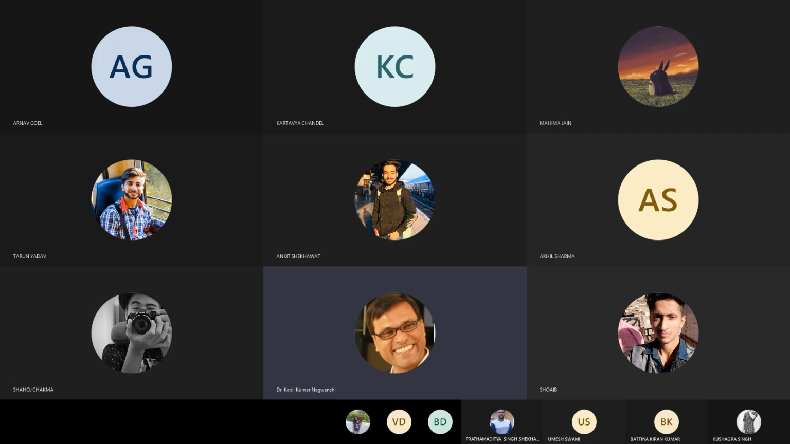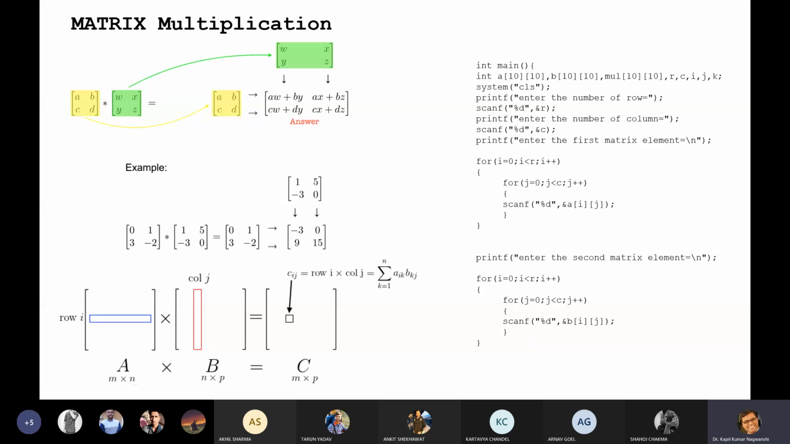So today we are going to discuss the matrix multiplication problem. This is a very specific thing, because multiplication is a very special thing. So how do we multiply matrices? Here we have used a 2 cross 2 matrix. In this you can see that a row is multiplied with a column.